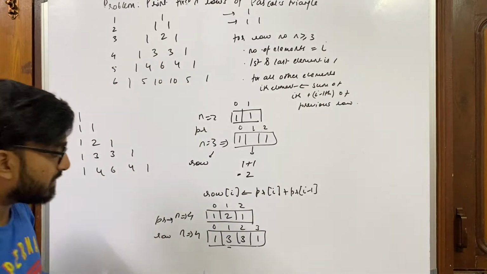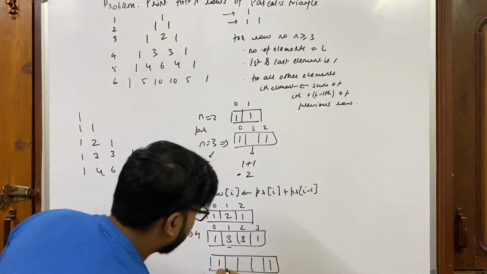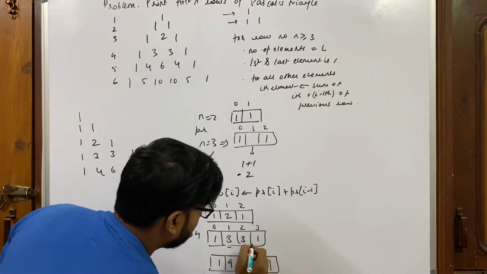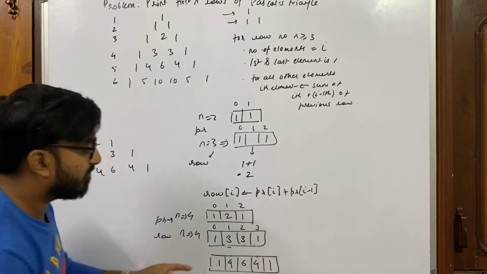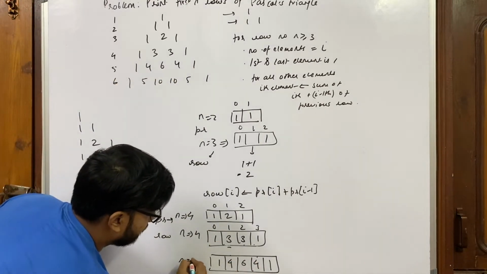So you can check it for the next row as well. So I quickly create another row. First and last is 1. This is this plus this, 4. This is this plus this, 6. This is this plus this, 4. And then you have 1, 4, 6, 4, 1, which is n equals 5.